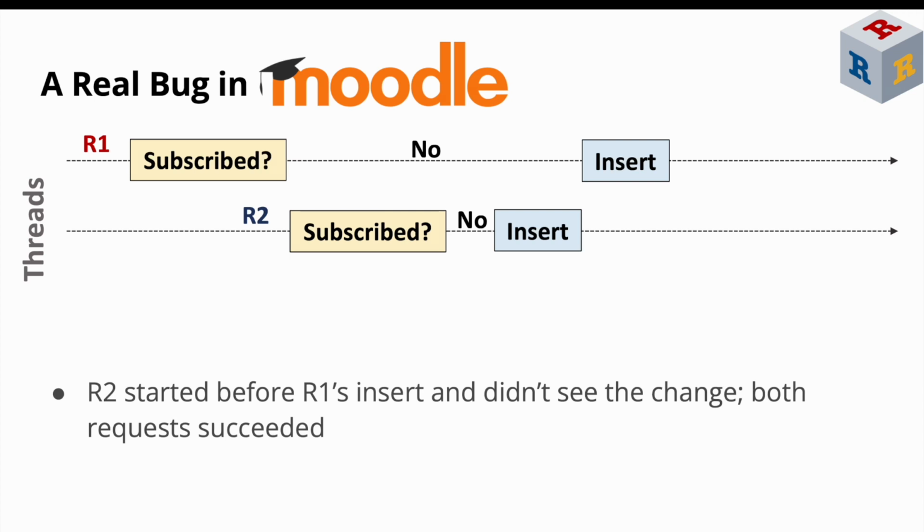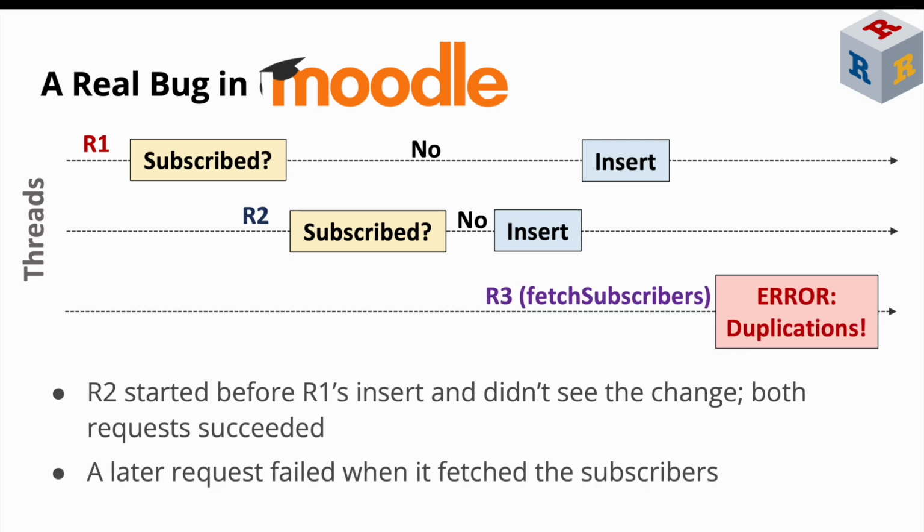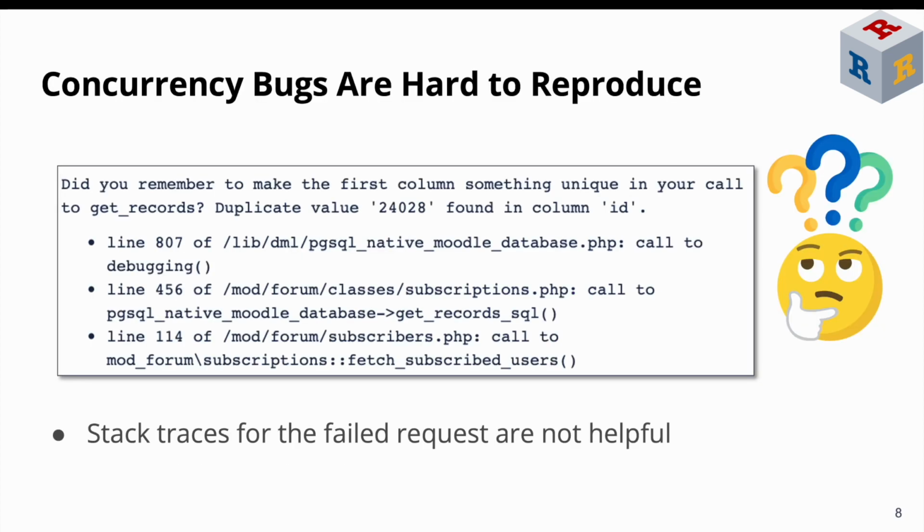Here's an example trace that triggers the race condition. The first request checked the user was not subscribed and inserted a record. But the second request started before the first one's insert and didn't see the change. Both requests succeeded. Then a later request failed when it fetched the subscribers as it can see the duplication. The bug sounds simple, but Moodle developers struggle to reproduce this issue because error messages and stack traces only provide information for the failed request, our third request, but they are not helpful to reproduce the first two requests.